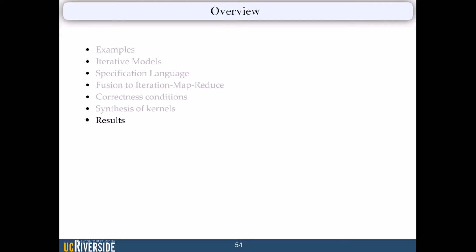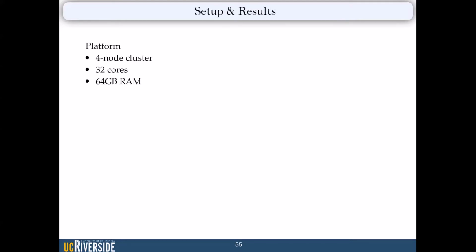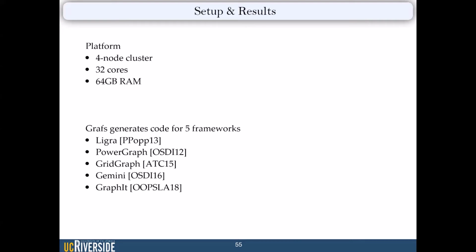Now I'm going to wrap up the presentation with a highlight of the experimental results. All the experiments are done on a 4-node cluster. Grafs can generate code for LiveGraph, GridGraph, Gemini, PowerGraph, and Graphit runtimes. This table here shows the list of the use cases that Grafs successfully synthesized. We observed that Grafs can generate each use case efficiently in less than 2 minutes.